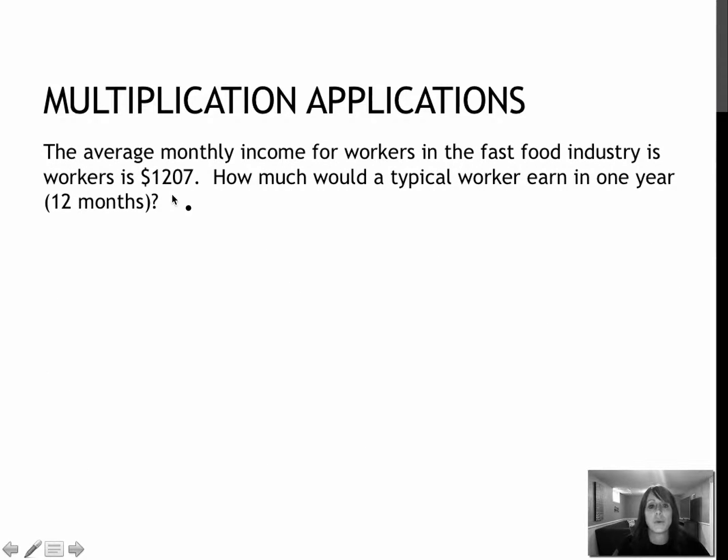So here's a question for us. The average monthly income for workers in the fast food industry is $1,207, and we're asked to find what a typical worker would earn in 1 year. So if it's $1,207 each month, and there are 12 months, then we are actually multiplying those values. Now notice on this one, they're not asking for an estimation, they're asking for how much they would typically earn. So even though the 1,207 was probably an estimation, we're going to multiply these out.